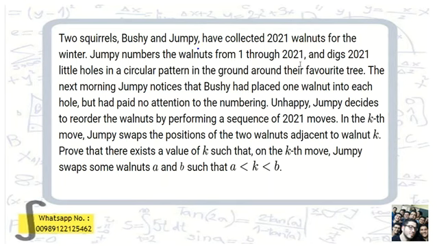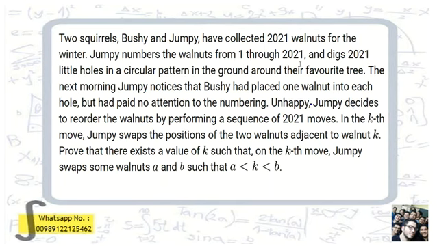Squirrels Bushy and Jumpy have collected 2021 walnuts for the winter. Jumpy numbers the walnuts from 1 through 2021 and digs 2021 little holes in a circular pattern in the ground around their favorite tree. The next morning, Jumpy notices that Bushy had placed one walnut into each hole but had paid no attention to the numbering.